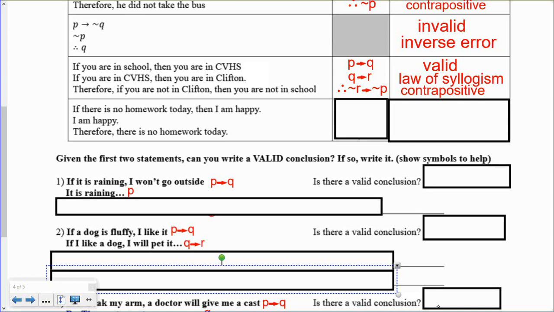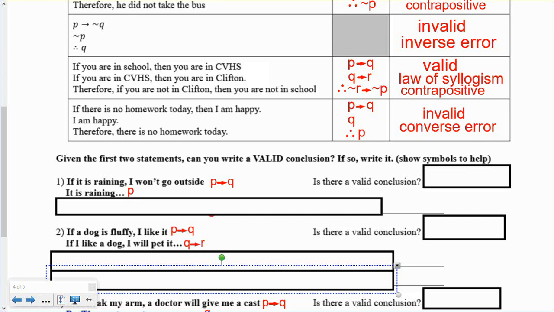All right, what about our last one here? If there's no homework today, then I am happy. How would I represent that in symbols? P, arrow, Q. And then my second statement says, I am happy, which is Q. And my last statement says, therefore, there is no homework today, which would be, dot, dot, dot, P. So I started with PQ, and then I swapped it to QP. What do I call that? Converse. Is that valid or invalid? It's invalid because it's converse error.